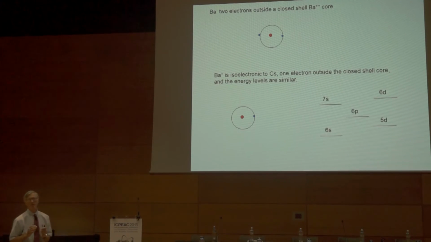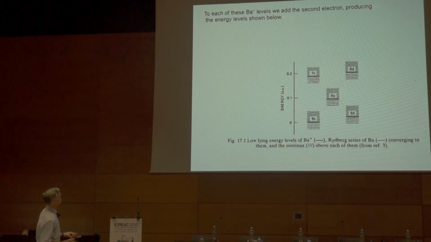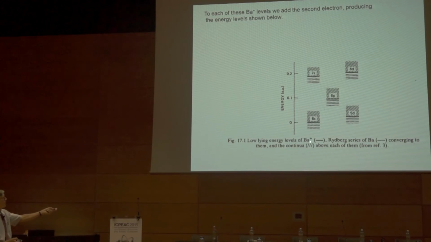So to understand this, let's just look at an example, barium, which is two electrons outside a closed shell core. So let's take one of those electrons away, and I'm left with barium plus, which is isoelectronic to cesium and has an energy level structure that's very similar. The 5D state in cesium is higher. But the transition from 6s to 6p in barium plus also has an oscillator strength of 1. So to each of these levels of barium plus, you can now add the other electron. And so you get Rydberg series and continua above it. So these are the bound Rydberg states right here. But there are completely analogous series converging to other states of the ion.